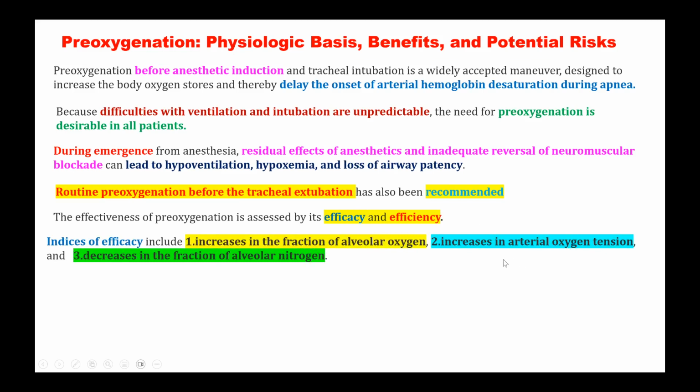So if you do a blood gas analysis, you will be able to find out the increase. What will be the normal arterial oxygen tension if the patient is breathing room air? 95 to 100. Yes. Okay? So if you give 100% oxygen, what should be the arterial oxygen? 100 millimeters of mercury? Only 100? Room air itself you get 100. The patient is breathing 100% oxygen.